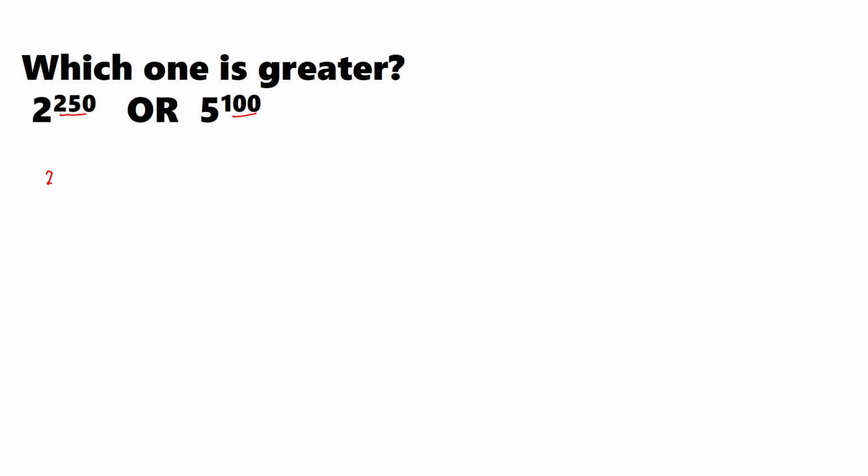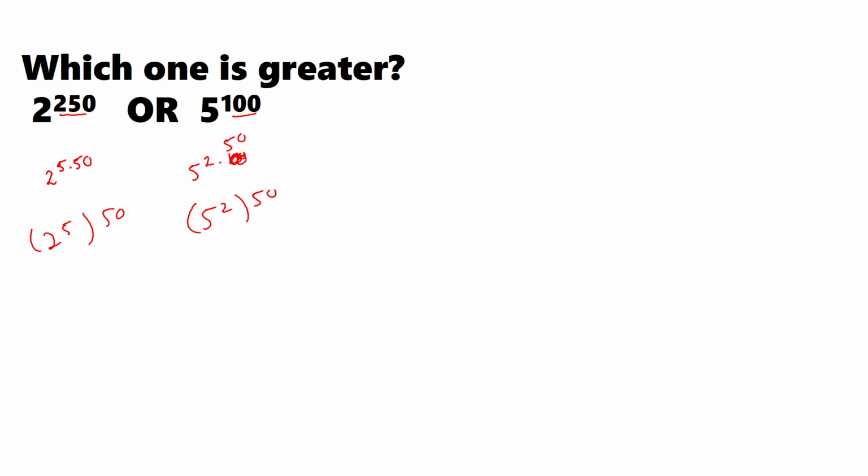I can write this power 250 as 5 multiplied by 50. Similarly, this exponent 100 can be written as 2 multiplied by 50. I can say that this is 2 power 5 into 50. This is 5 power 2 into 50. Sorry, 2 into 50, not 100. 2 into 50 is also 100.